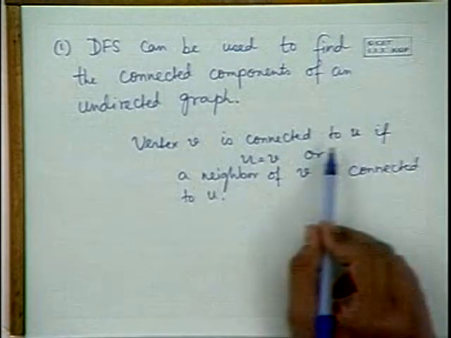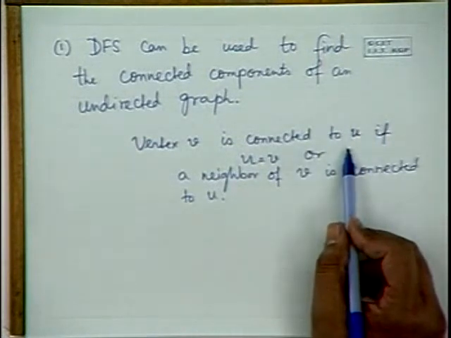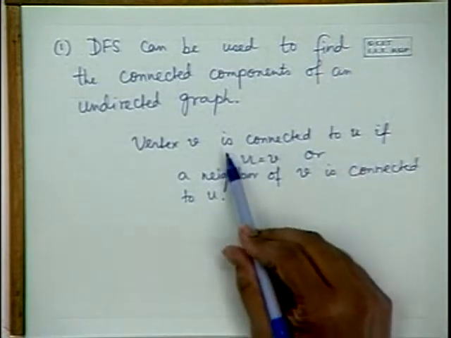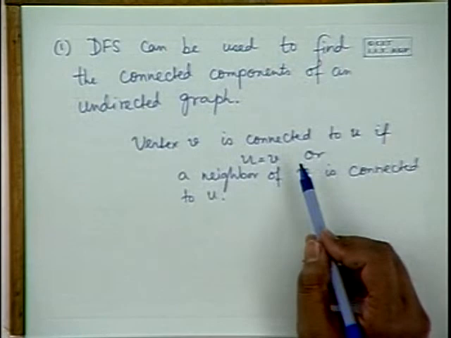So vertex V and U are connected either if V is equal to U or a neighbor of V is connected to U. So basically this definition means that in the graph between the vertices V and U there is a path. Then you call V and U connected in the graph. So you can go from V to U using the edges of the graph. Then only do you call V and U connected.